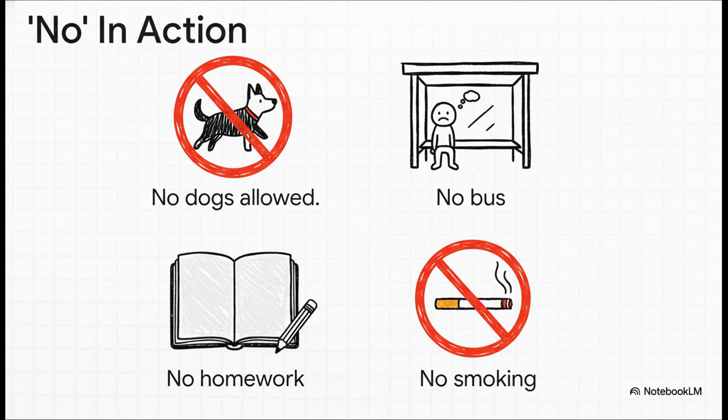It's on signs: "No dogs allowed." You use it when you're talking about things: "There was no bus," or for ideas: "I have no homework." You can even use it with those -ing words that act like nouns, like in "no smoking." It's just a really strong, direct way to be negative.